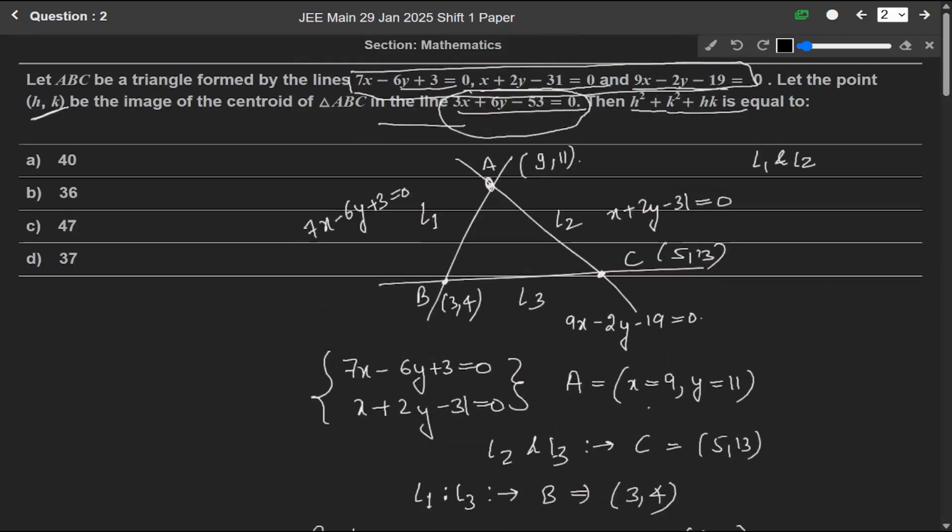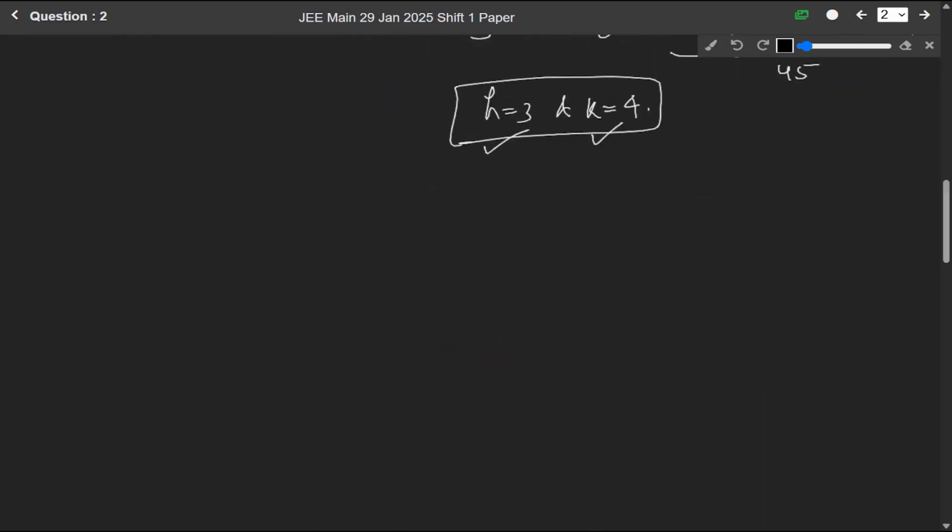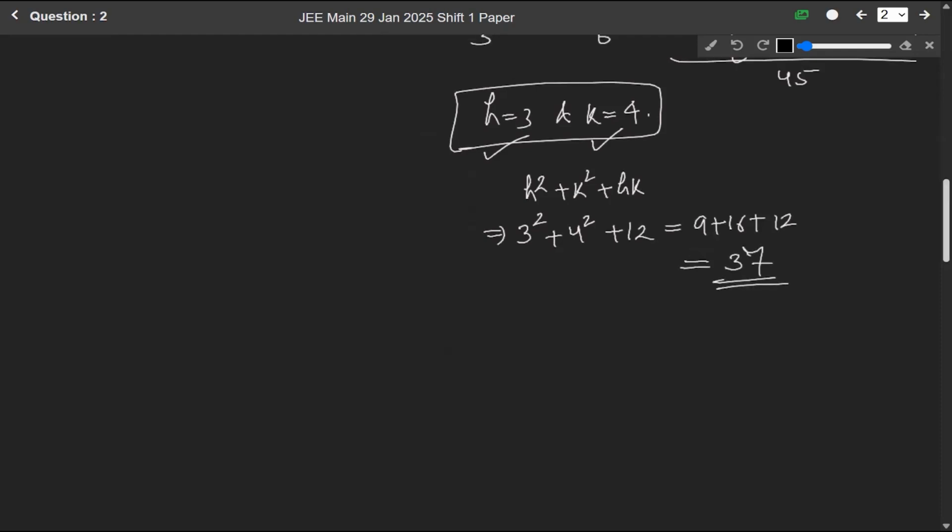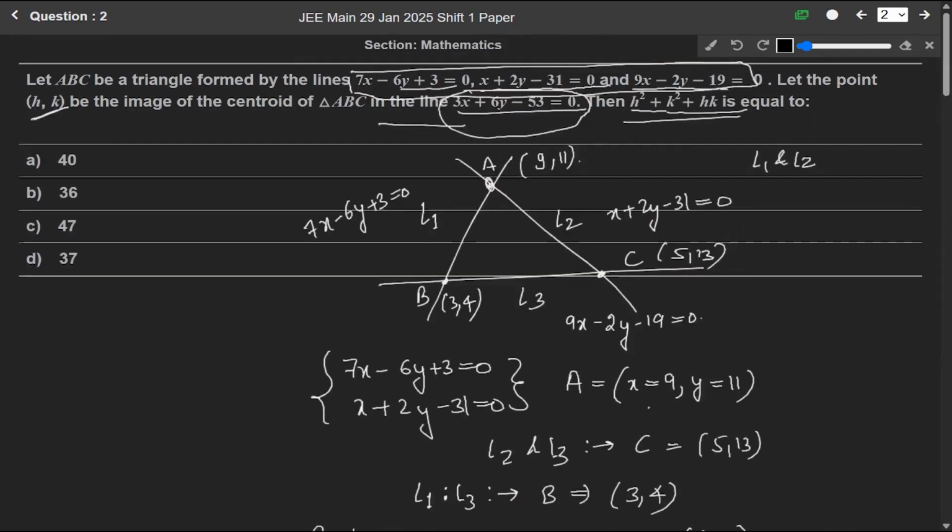So we have to find the value of h square plus k square plus hk. From here, h square plus k square plus hk will be equal to 3 square plus 4 square plus 12, which means 9 plus 16 plus 12. So it will be 37. So our answer is 37, which means option D is the correct answer.